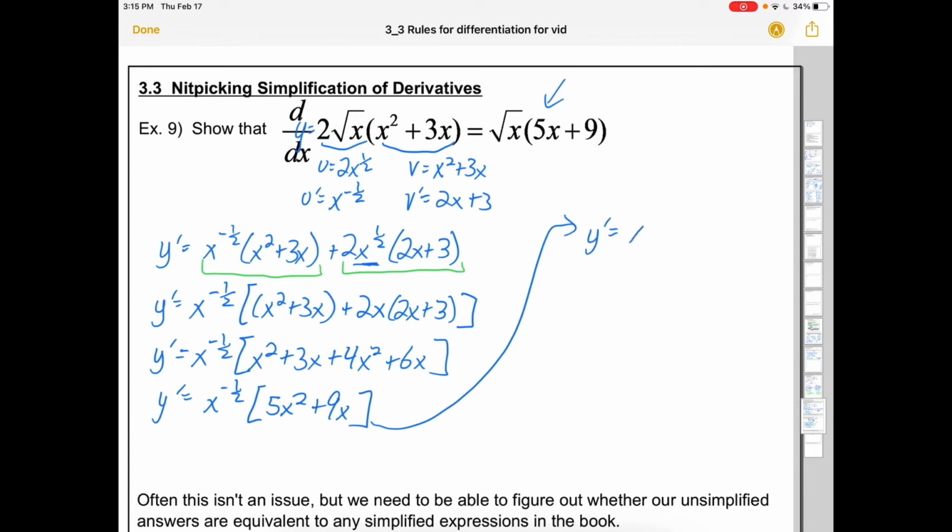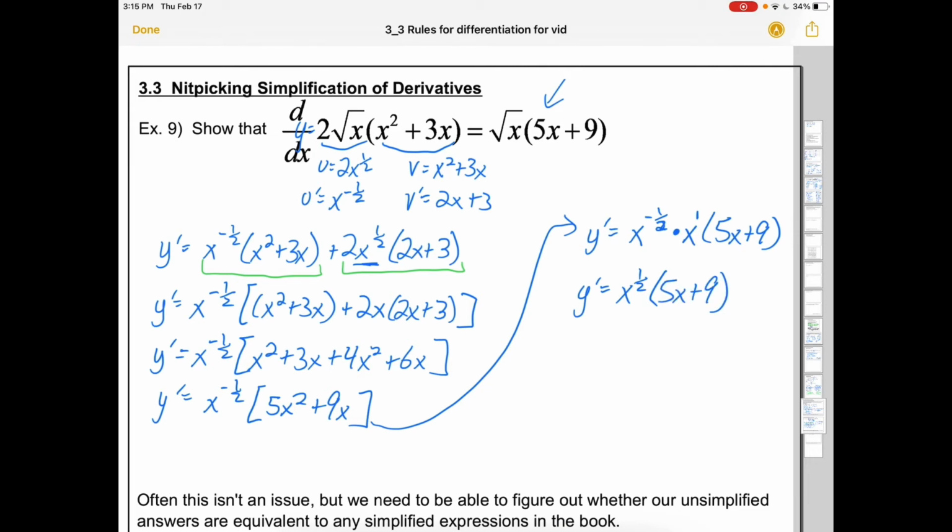I might notice in those brackets I have another common factor of x. So I could multiply that out, or take it out rather. And then I have x to the negative a half times x to the 1. So I add the exponents. Gives me x to the 1/2, 5x plus 9.